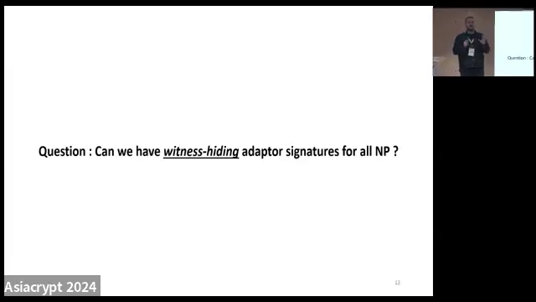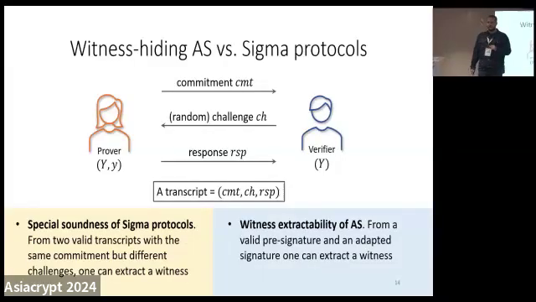By doing so, we now take the question that I answered and modify it to the following: can we have witness hiding adapter signatures for all NP? And the answer is yes. Let's see how. First, we derive our inspiration from Sigma protocols. A Sigma protocol between a prover and a verifier is a 3-round protocol. The prover knows the statement and the witness for a hard relation, while the verifier knows the statement. First, the prover sends a commitment, then the verifier gives back a random challenge, and the prover gives back a response. So in that sense, a transcript is the commitment, the challenge, and the response.